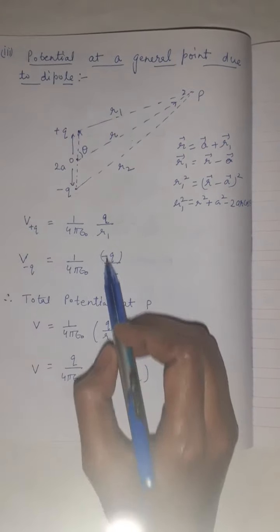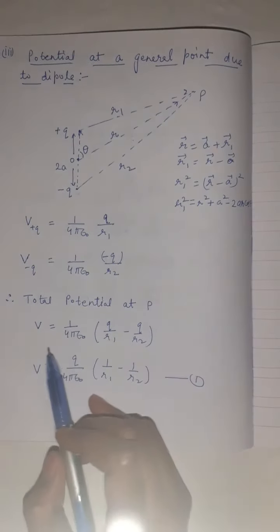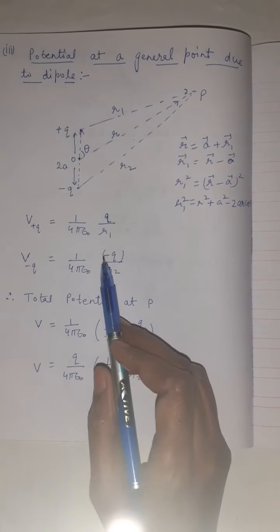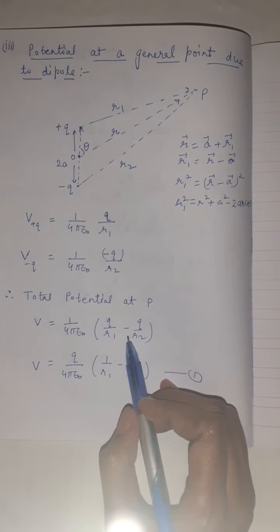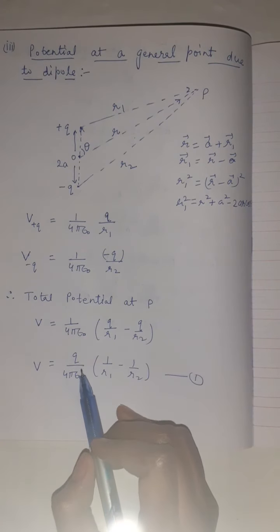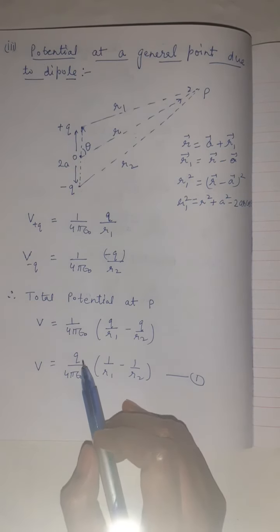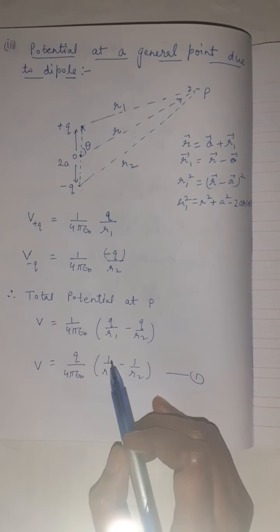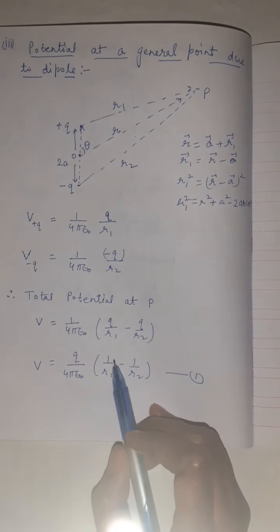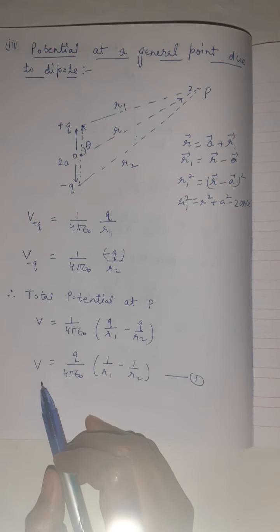So now we will add these two potentials to get the total potential at P. So total potential will be equal to 1 upon 4 pi epsilon naught Q upon R1, and due to this minus sign here it will become minus Q upon R2. Q is also common, so we can take it outside. So the potential at P will be equal to Q upon 4 pi epsilon naught, 1 upon R1 minus 1 upon R2. Now we have to put these two values, meaning 1 upon R1 and 1 upon R2, to calculate the final value of potential.